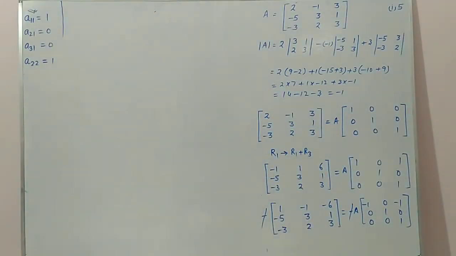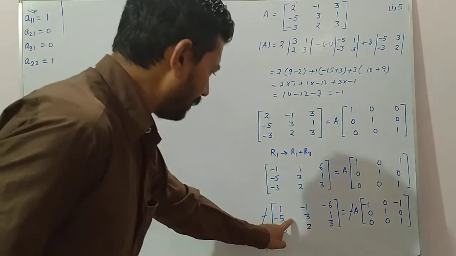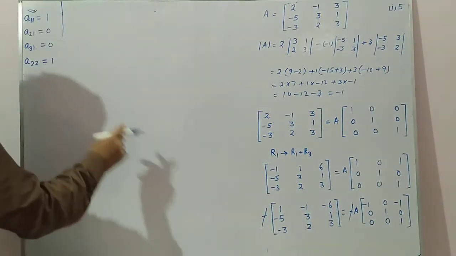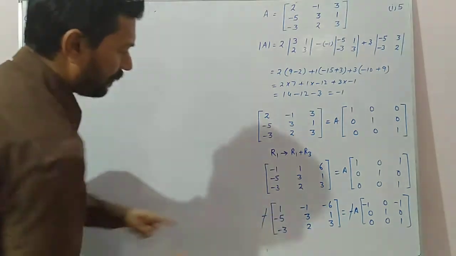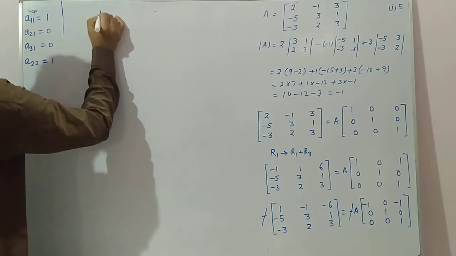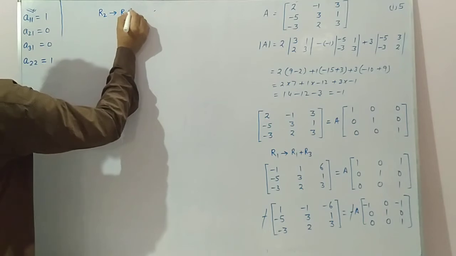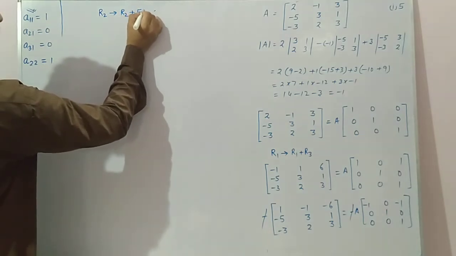Okay. Now we have to bring this one 0. So this one can be made 0. See here, this is minus 5. We can multiply first row by 5. This will become plus 5. Plus 5 minus 5, this will be 0. So R2 changes to R2 plus 5R1.